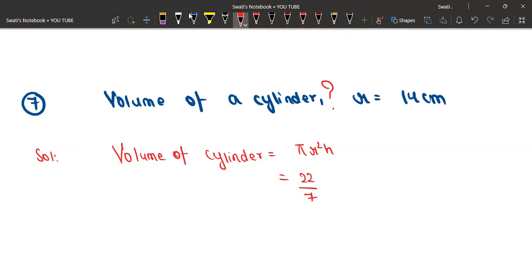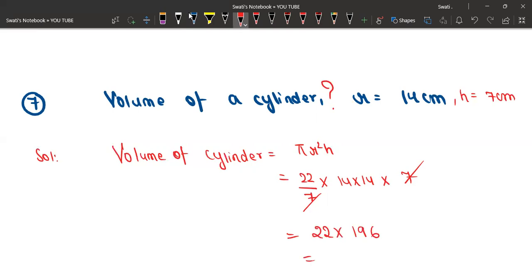Remember, if the value of pi is not mentioned, then you can use any value of pi of your choice. Otherwise, if the value is mentioned, make sure you are using that value. So 22 by 7, okay, h is also given, and h is 7 centimeters. So 22 upon 7 times r square, that means 14 times 14, and times height, which is 7 centimeters. Now, of course, if you simplify this, 7 will get cancelled. This will become 22 times 14 times 14, which is 196.